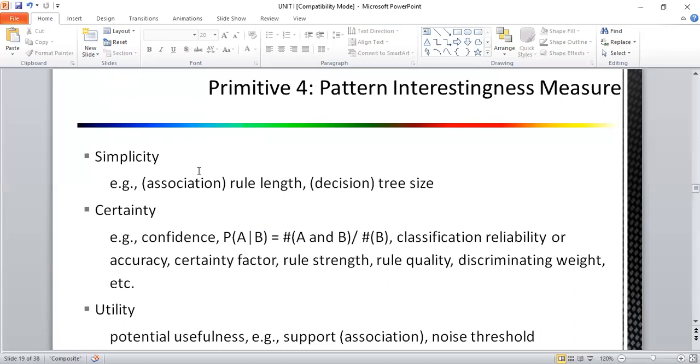That is the meaning. In the same way, we are talking here about the tree size for making decision trees. If the tree size is very huge, that will increase the complexity and increase the difficulty for the user to understand. So that should again be user friendly.